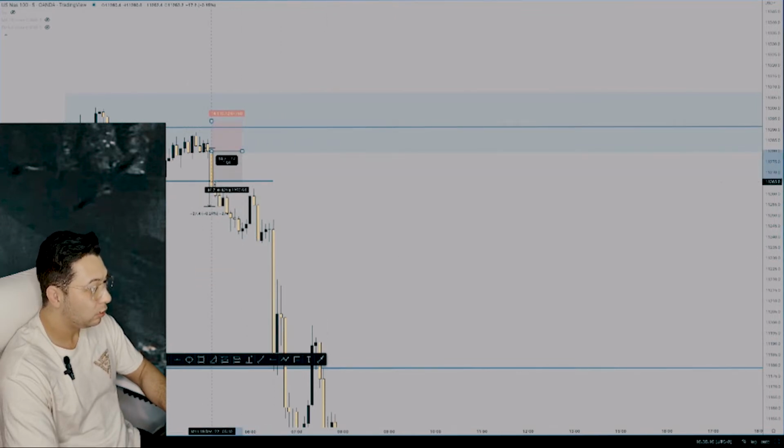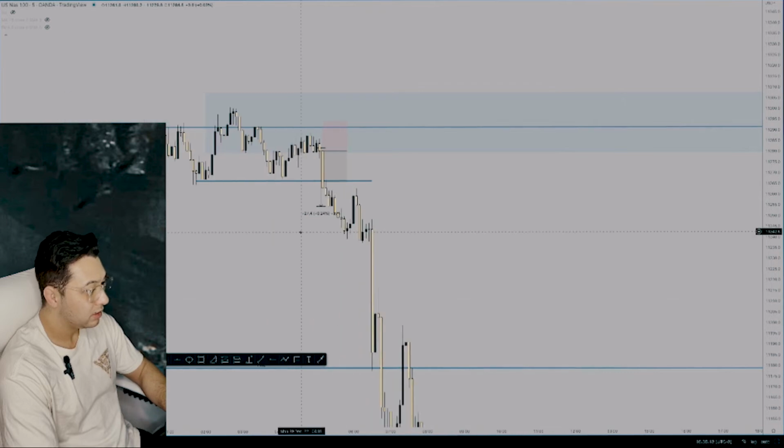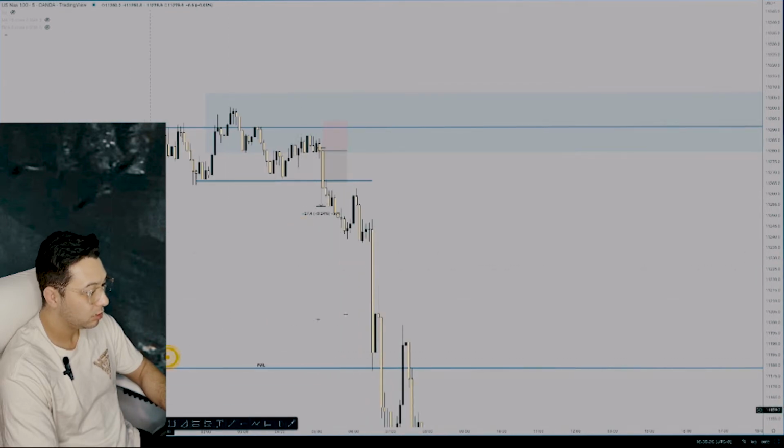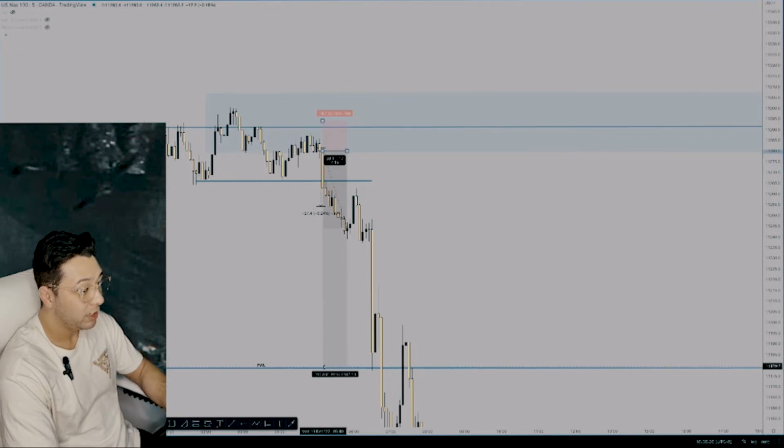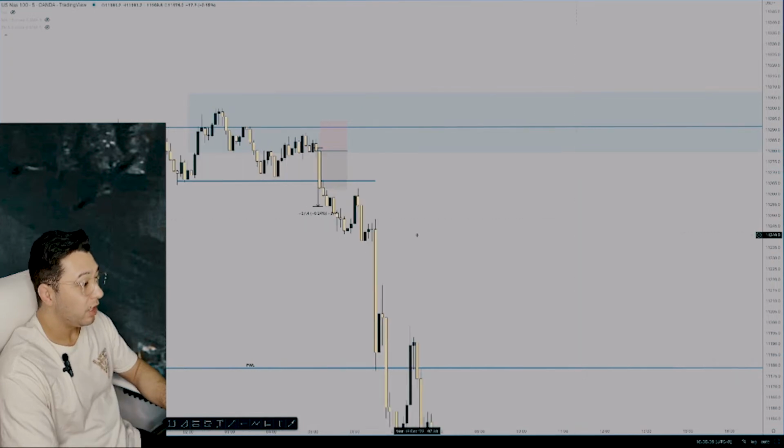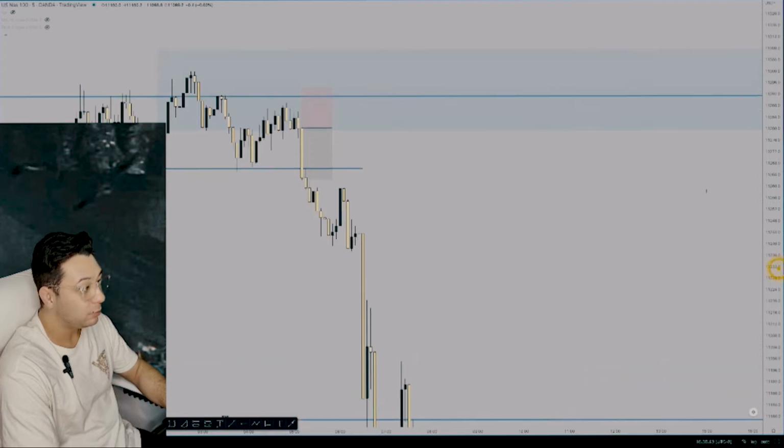You do not need to hold all the way down here, to where the blue line is, to where this previous week low is. You don't have to hold all the way down there. Although that's where it went, you don't need to do that. You could have closed right on this candle. Momentum trading and scalping is simply taking what you have and going with the flow.